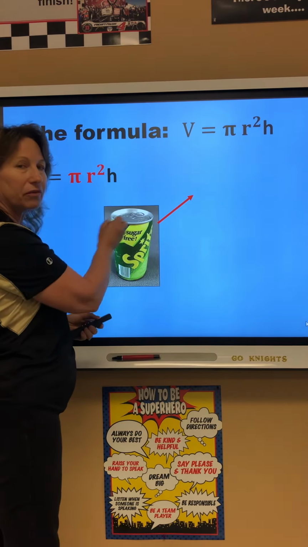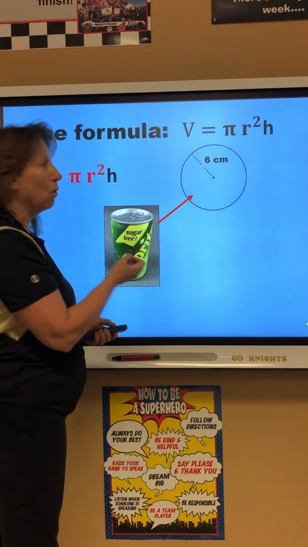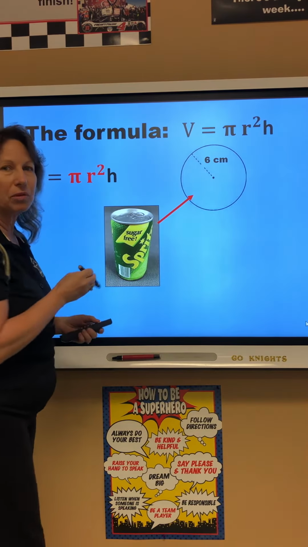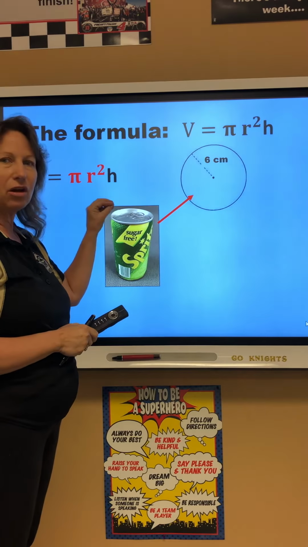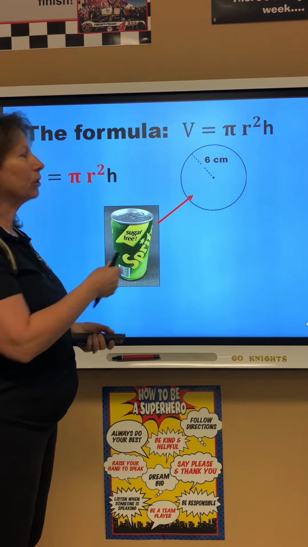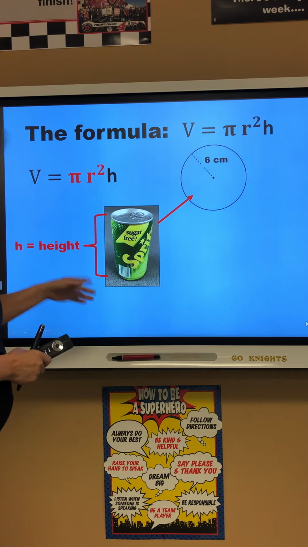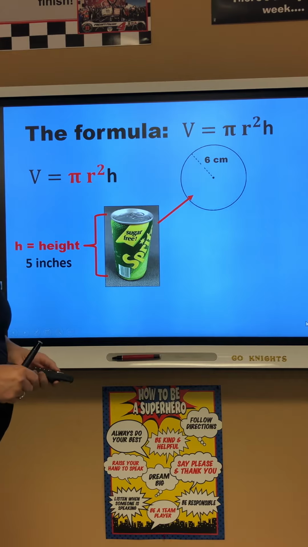Since the top of the can is a circle, we're going to take the radius, we're going to square it, and then we're going to multiply it times pi. So we're going to find the area of the top of the can. Then we're going to multiply that by the height, which is obviously the height of the can. And today we're going to call that 5 inches.